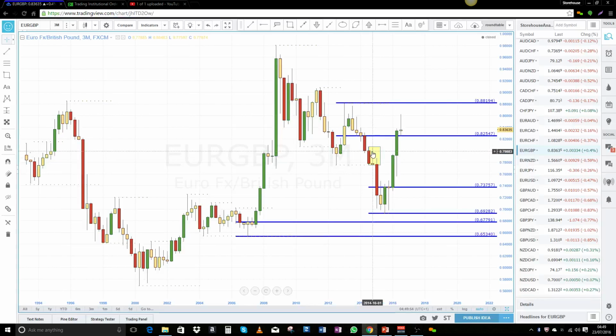Now that this supply zone has been broken, this is the next supply that price has to do, the buyers have to do battle with, which leaves us with supply above, demand below. Price is into the supply zone. We expect some selling to start coming in, and this is the first month of this quarter, we're into the last week from tomorrow.